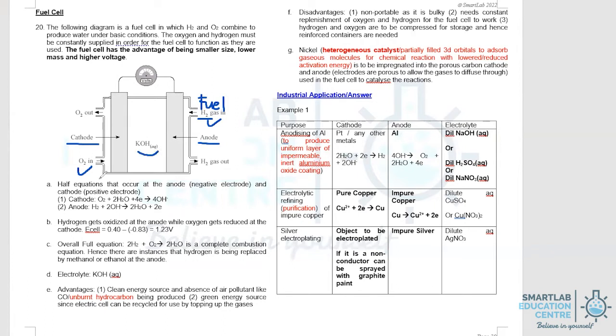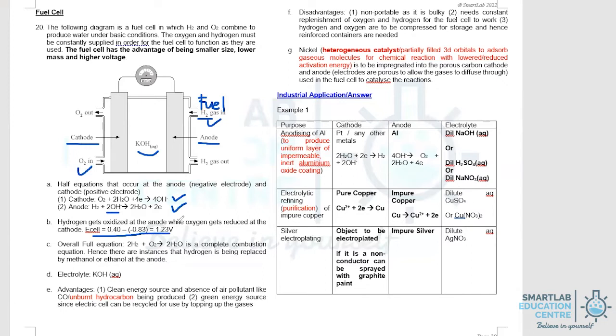Because of that, for the half equations, we'll be looking at oxygen reducing to form OH minus. So hence the half equation is as such. In the case of the anode, the half equation that is selected is where hydrogen gas is oxidized to form water in the presence of alkaline medium, in this case OH minus. Hence the standard cell potential value is 1.23 volt.